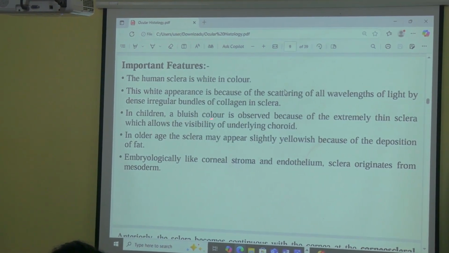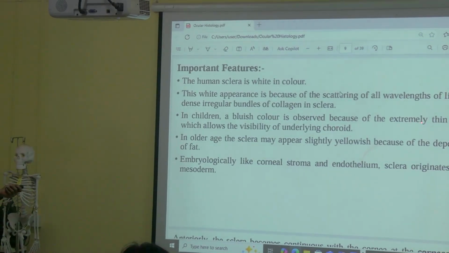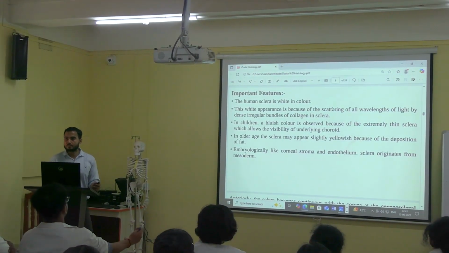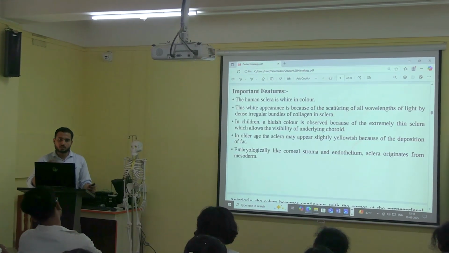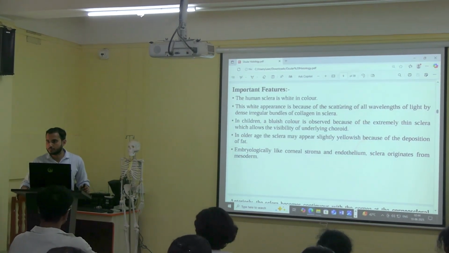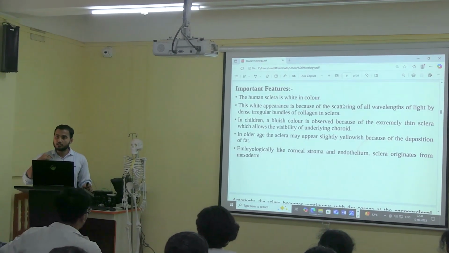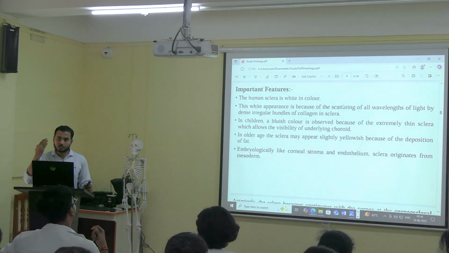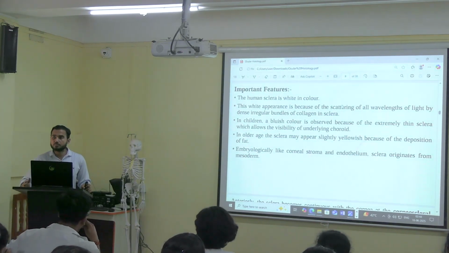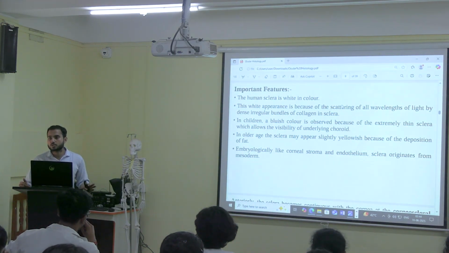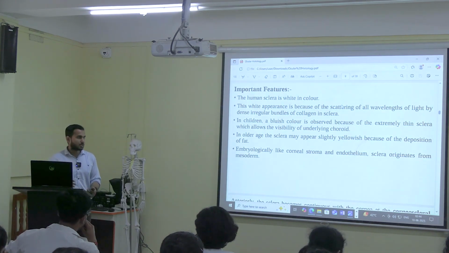In case of children, it is bluish in color, okay, because of the extremely thin sclera which allows the visibility of underlying choroid, where blood vessels are present. That's why it is bluish in color. And in case of old age, due to deposition of the adipose tissue, it appears yellow in color. In case of children, if you see carefully, the white colored area will appear bluish. Why? Because the sclera is very thin. And in case of old people, that particular area becomes yellowish. Why? Because of the deposition of adipose tissue. Okay, these are the changes.